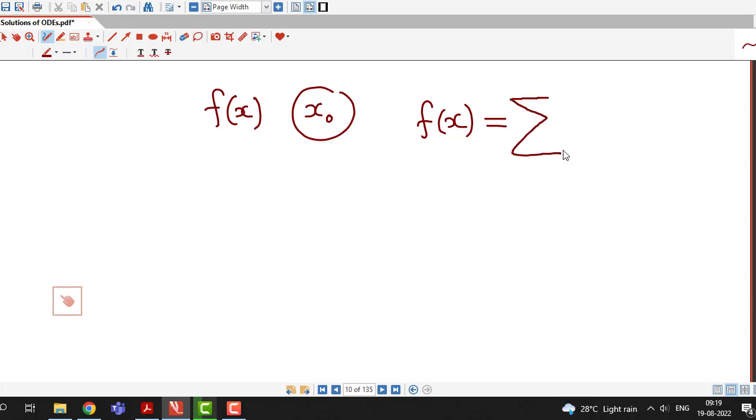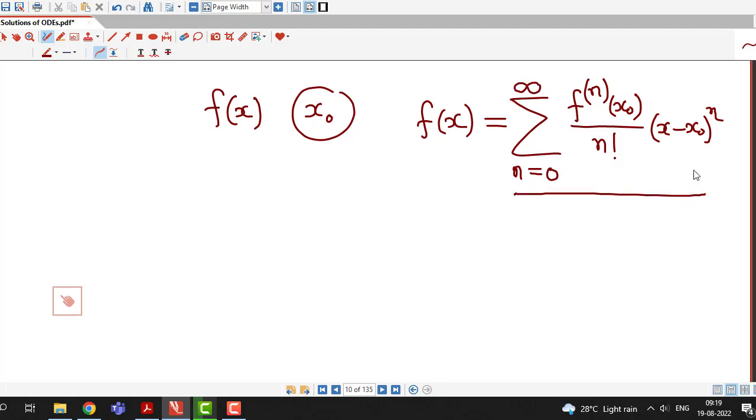So let us recall the definition of an analytic function. A real function f(x) is said to be analytic at a point x0 if we can represent f(x) by its Taylor series at that point x0, that is, the nth derivative at x0 divided by n factorial, times the nth power of (x minus x0). This is the Taylor series of f(x), and this Taylor series exists at point x0 and converges to f(x) for all values of x inside the interval of convergence of this power series.